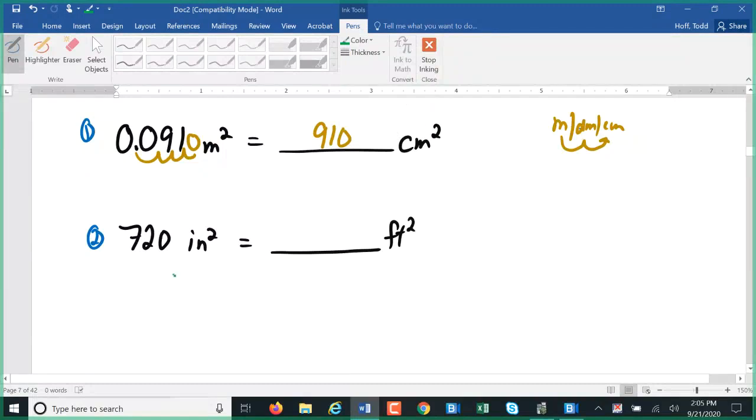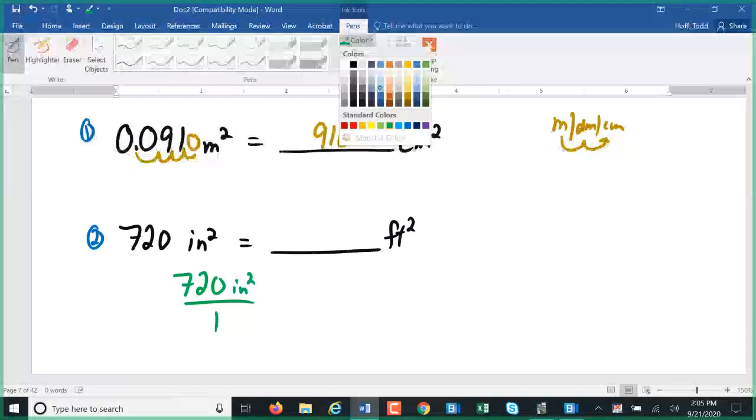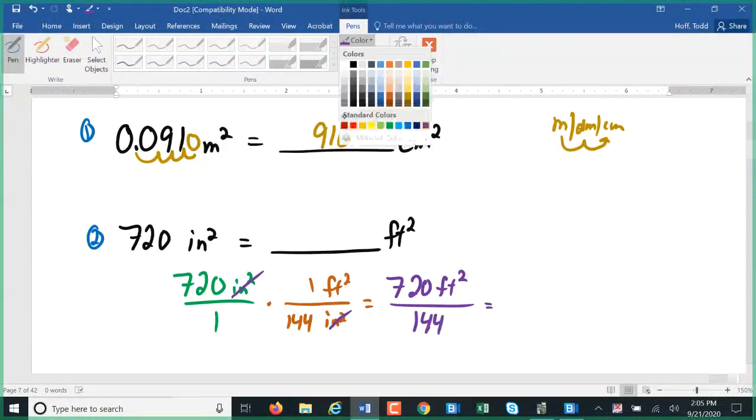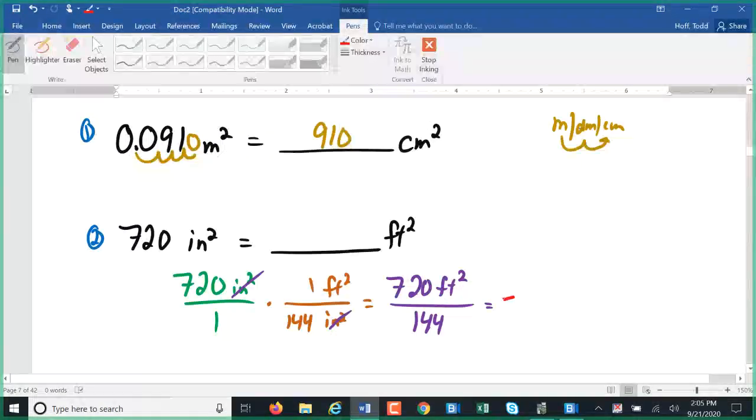For the 720 square inches, I'm going to use the conversion. For standard measurement, I tend to resort to the conversion factors. Square inches to square feet. 1 square foot is 144 square inches. Square inches cancel out. 720 times 1 square foot is 720 square feet. 1 times 144 is 144. We divide 720 square feet divided by 144 is 5 square feet. Any questions there?